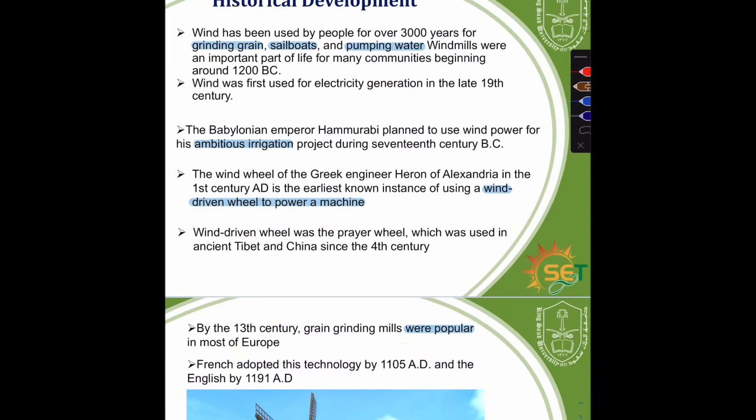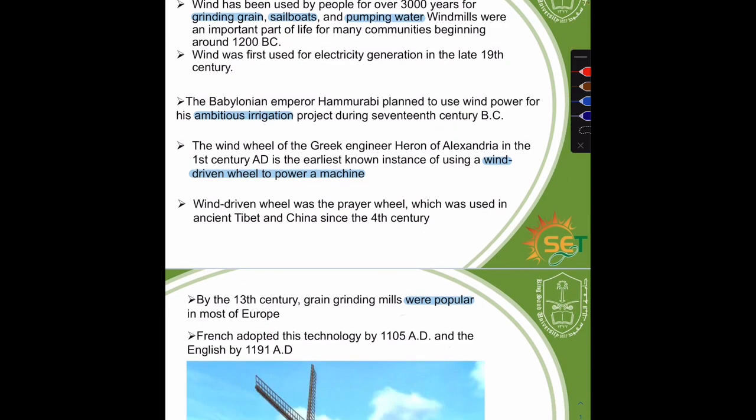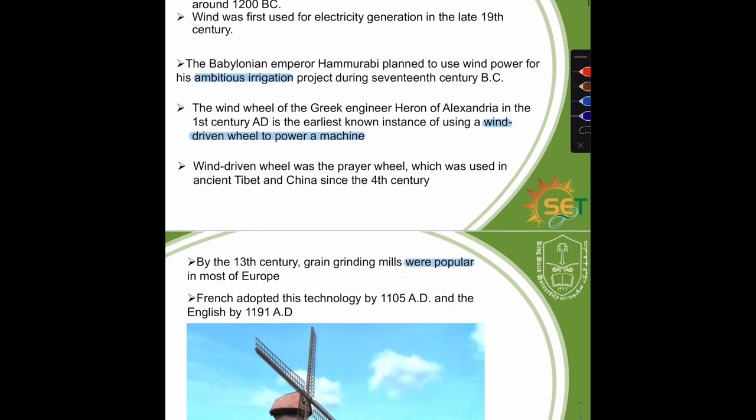So moving on to lecture 3, we have historical development. Wind has been used by people over 3,000 years for mainly grinding grain, sailboats and pumping water. We have here the Babylonian emperor planned to use wind power for his ambitious irrigation project during the 7th century. We have also the wind wheel of the Greek engineer.